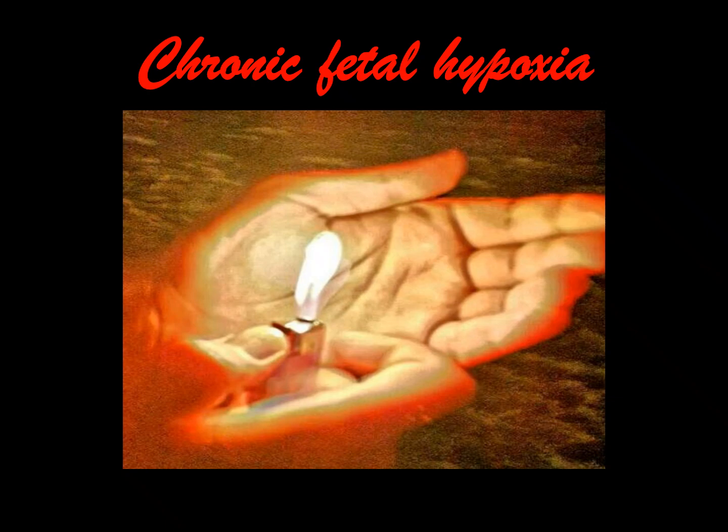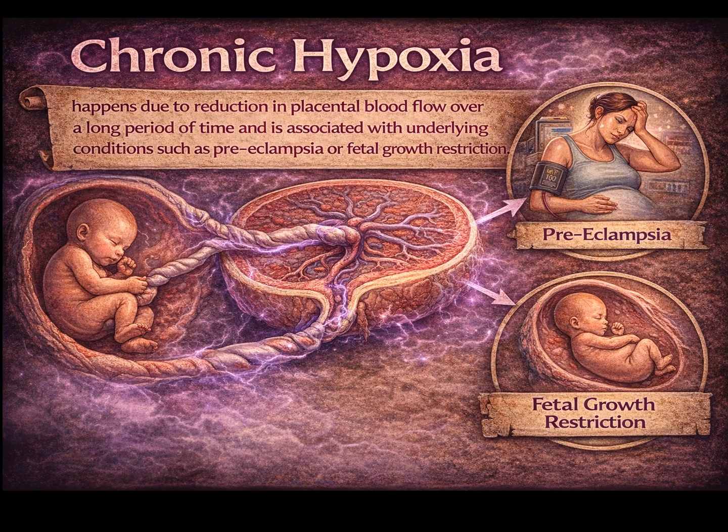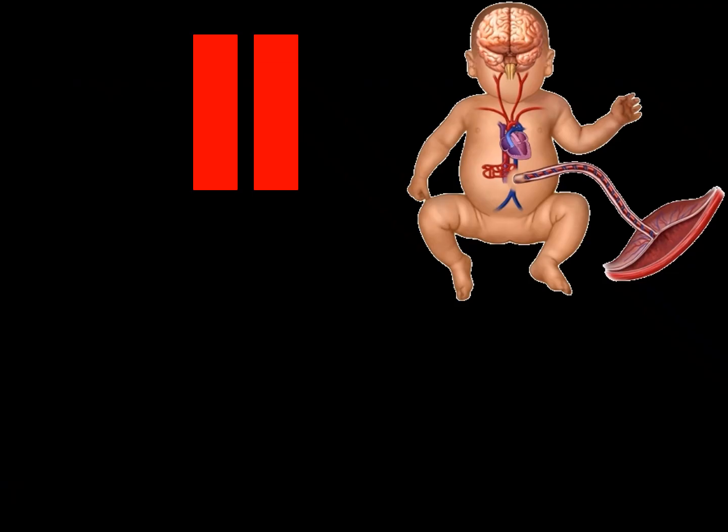In this lecture, we are going to talk about chronic fetal hypoxia. Chronic hypoxia happens due to reduction in the placental blood flow over a long period of time and is associated with underlying conditions such as preeclampsia and fetal growth restriction. When you look at this picture, you can see this is a normal fetus.